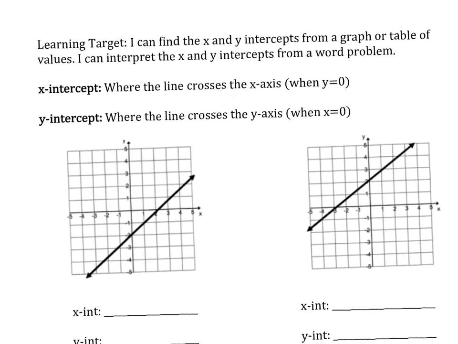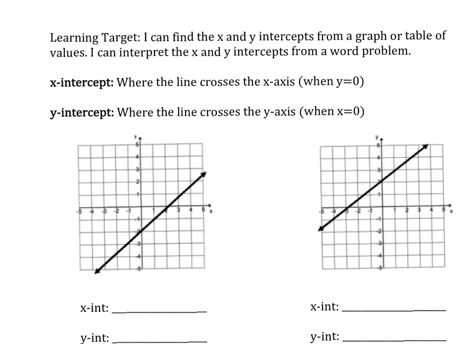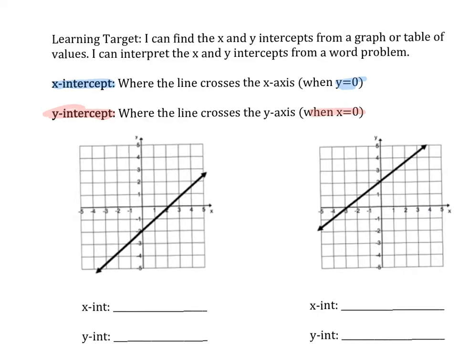Okay, so let's review what the x and y intercepts are. The x-intercept is where the line crosses the x-axis, or where y equals 0. And the y-intercept is where the line crosses the y-axis, or where x equals 0. Thinking y-intercept, so where it intersects or intercepts the y-axis. Same thing with the x.